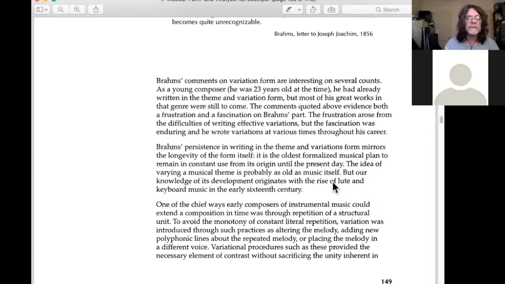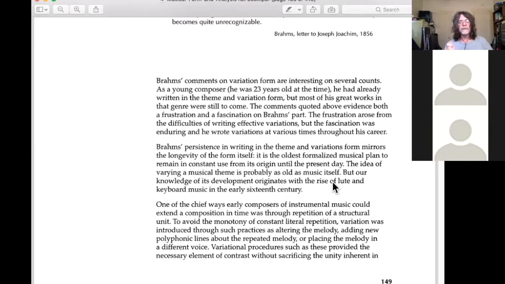Just listen. Variation form is the oldest formalized musical plan to remain in consistent use from its origin until the present day. In other words, they still do this theme and variation. So variation form means you have a theme and then you have variations of the theme, okay? And often, but not always, you have a repeat of the theme at the end, which is often called the reprise.